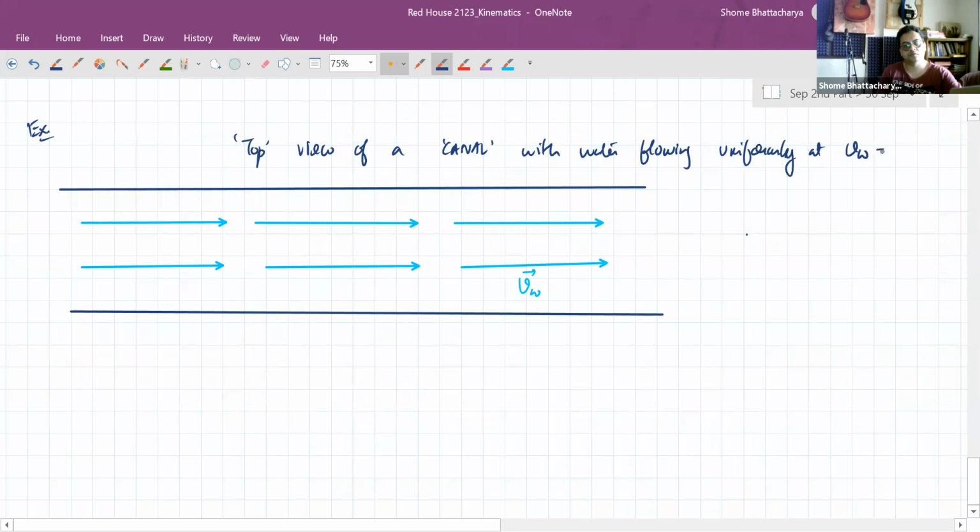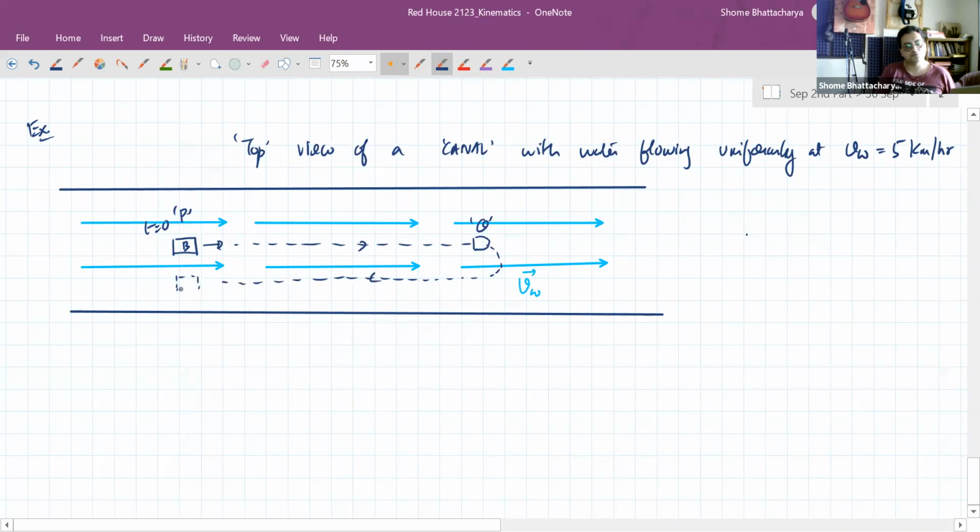At a speed of 4 kilometers per hour. Let's make it 5. It will be easier to do the calculation. Now, a motorboat starts from this position P at time t equal to 0, moving downstream for a certain amount of time. And then at the position Q, it makes a U-turn, continues back here, crosses the original position, some time T. Okay.